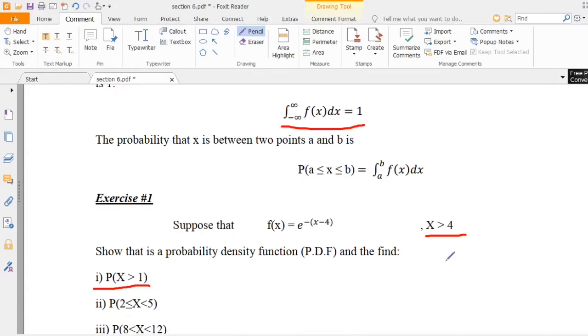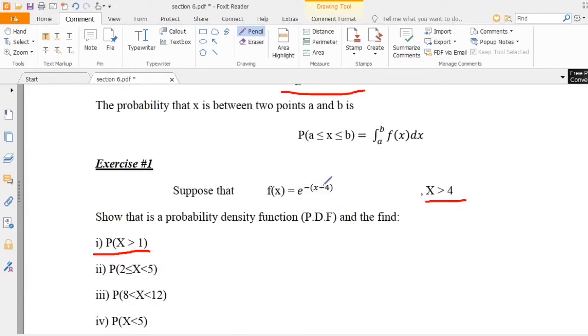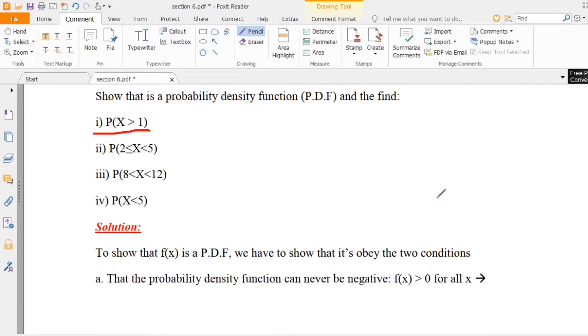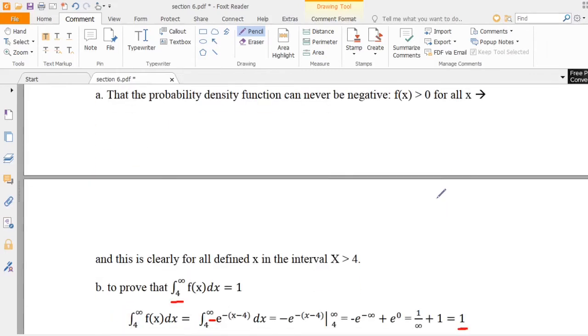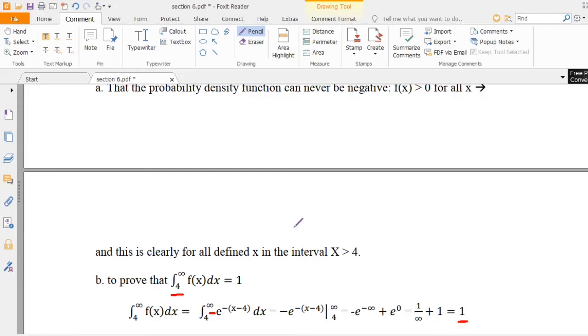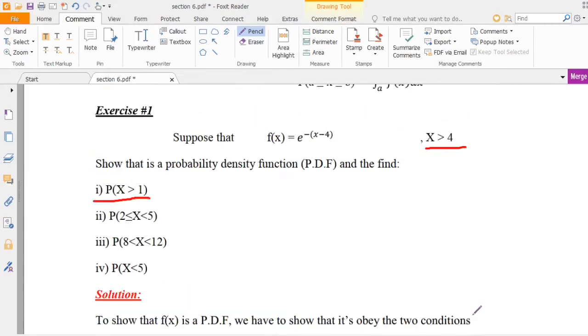For the first example, suppose that f of x is equal to e to the power of negative (x minus 4), where x is bigger than 4. The first thing we need to do is make sure that f of x is a probability density function. So we integrate from 4 to infinity, which means x bigger than 4. Doing the integration, we get negative e to the power of negative (x minus 4) as the result, and the rest will be the same. Substituting, e to the power of negative infinity is 0 and e to the power of 0 is 1, so we get 1. So that's a correct probability density function.